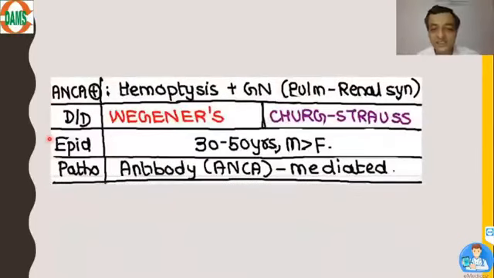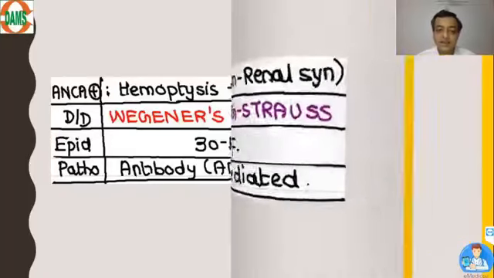Epidemiology is common. Pathology, we have written. So, ANCA mediated. There are two pathologies possible. It can be antibody mediated also, it can be T cell mediated also. Dual pathology, as Patel Bhai pointed out. In Wegener and Churg-Strauss, remember, dual pathology is possible.